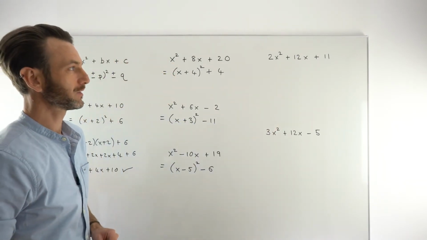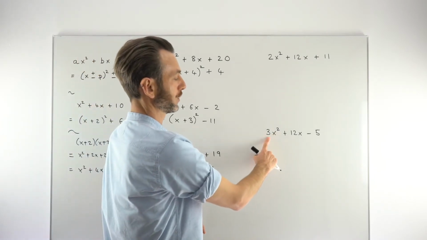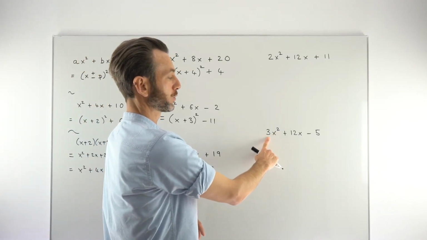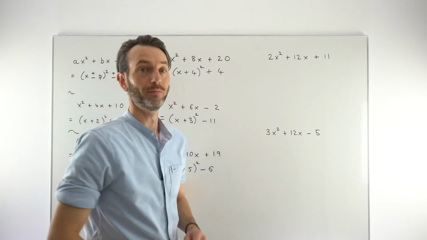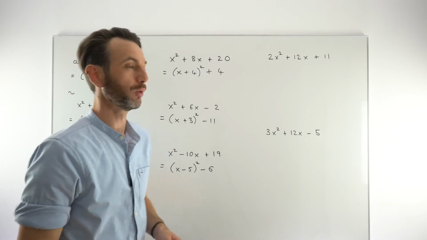So the way that these are set up, and the thing that makes them different, is because they've got a coefficient of the x squared which is not 1. It's going to be something bigger than 1, so 2, 3, can be any number. It tends to be 2 and 3 in most problems.